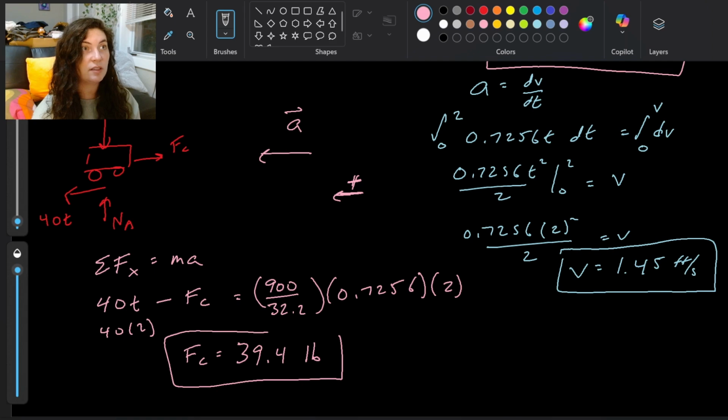All right, so we can see how this would be super useful to know what this force in the coupling is, to know what speed we're moving at after 2 seconds. Maybe that coupling can only withstand 30 pounds of force, and this would tell us that the coupling is going to fail, just as an example.